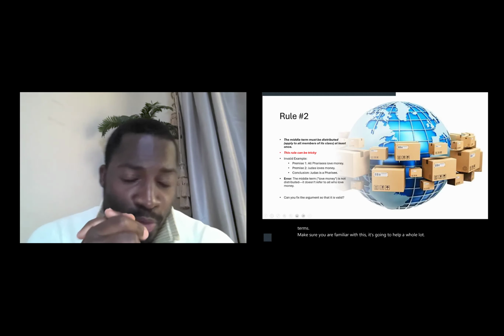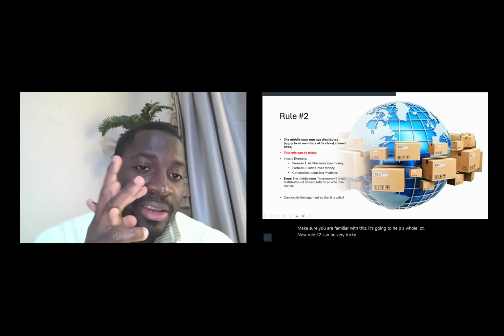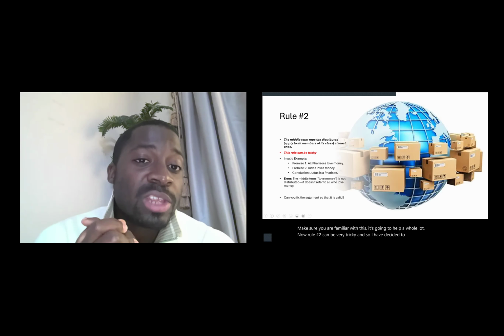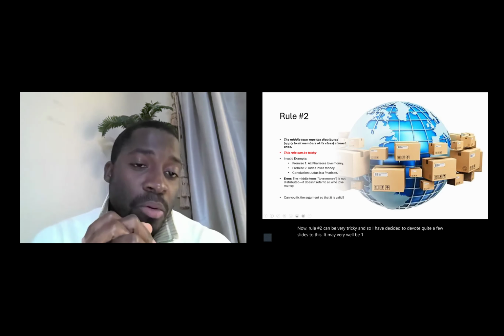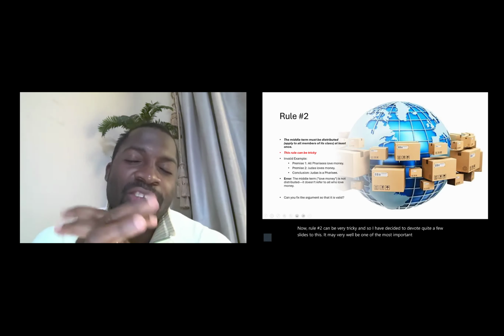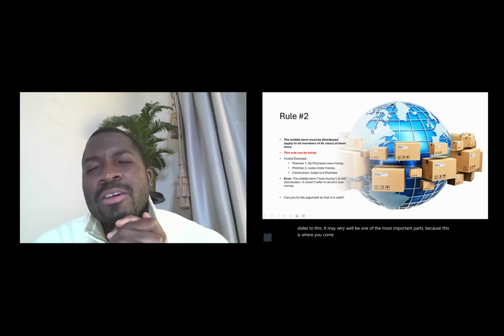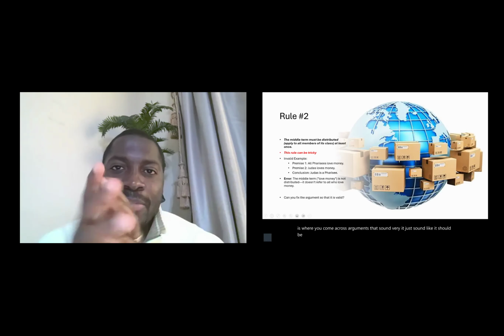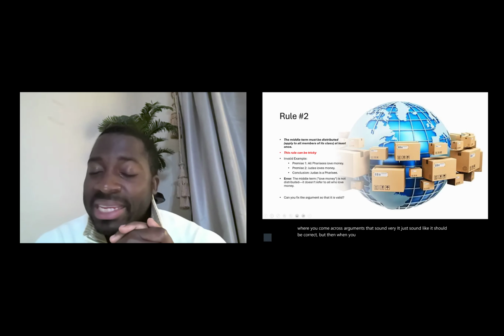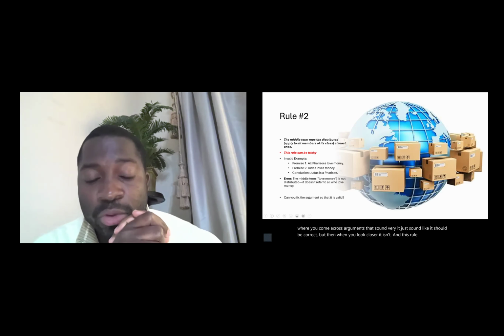Now, rule number two can be very tricky, and so I have decided to devote quite a few slides to this. It may very well be one of the most important parts because this is where you will come across arguments that sound like they should be correct. But then when you look closer, they aren't. And this rule is going to help us a whole lot if we can figure this out.